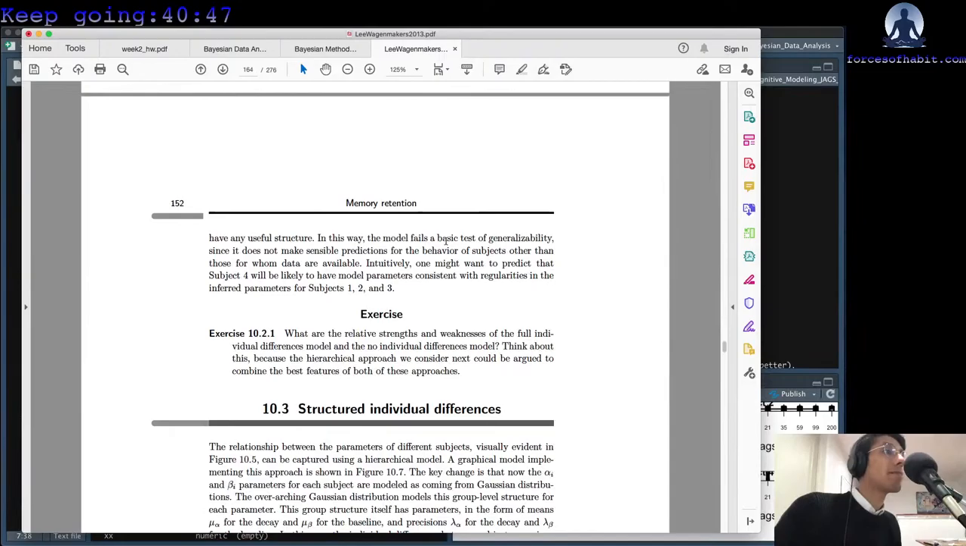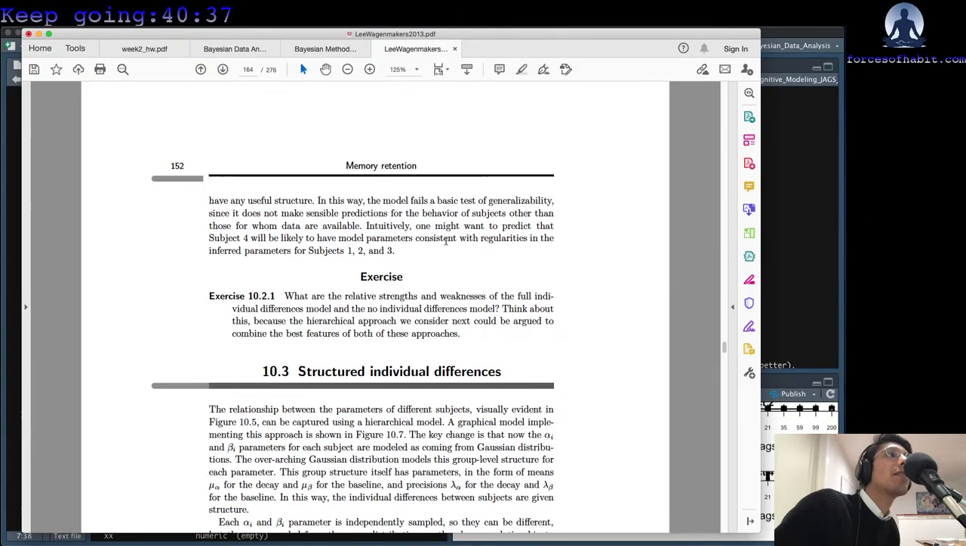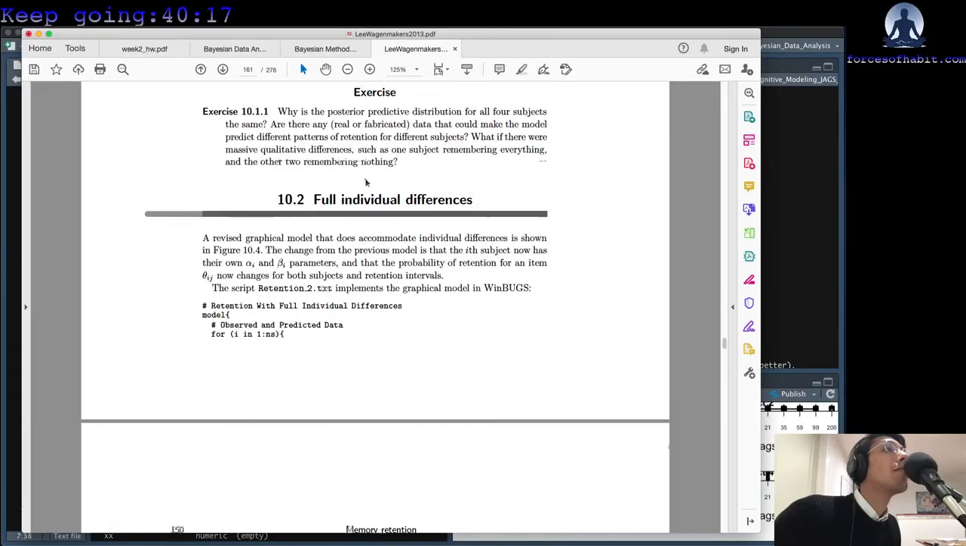Intuitively, one might want to predict that subject 4 has parameters that are consistent with the averages that we saw in subjects 1, 2, and 3. That makes sense, and that's something I would have already expected to be happening, though it's not something we directly encoded into our model at this point, because we use Bayes' rule on each subject here, right?